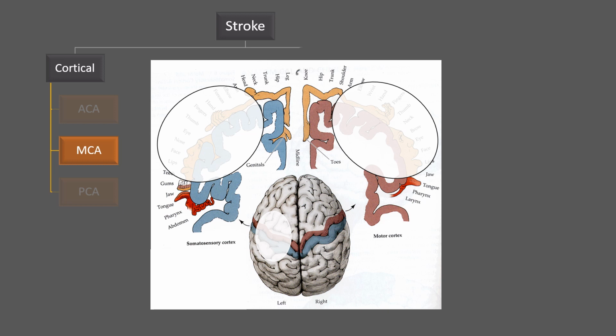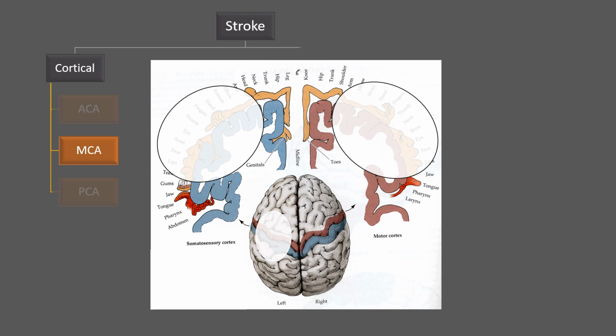Other signs that may be present are cortical signs, and this will depend on which hemisphere is involved. If it's the dominant hemisphere, then it's likely to be aphasia, either receptive or expressive aphasia. If it's in the non-dominant hemisphere, it's likely to be neglect syndrome due to infarction in the parietal lobe.